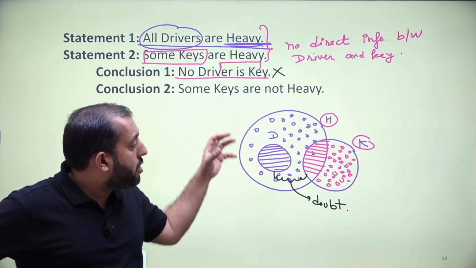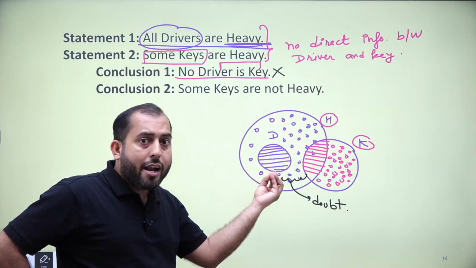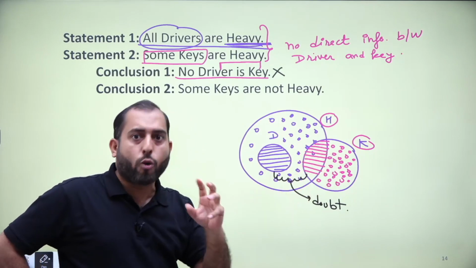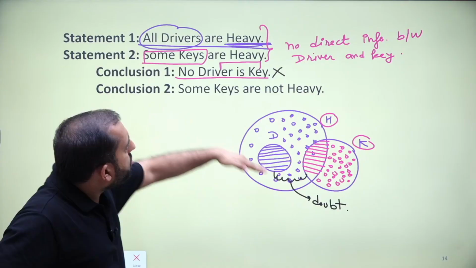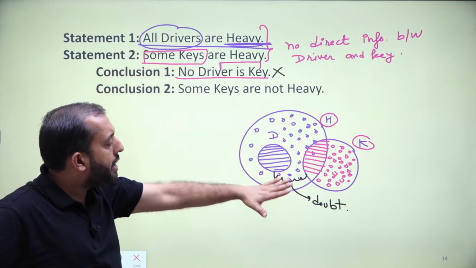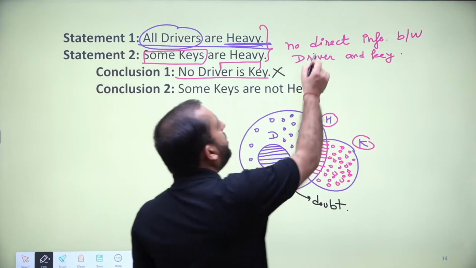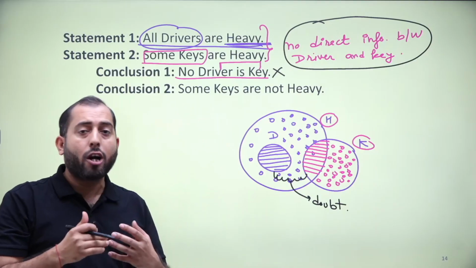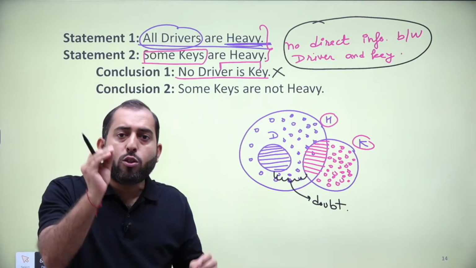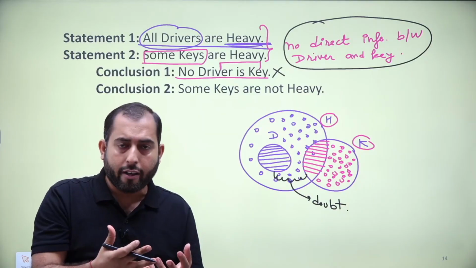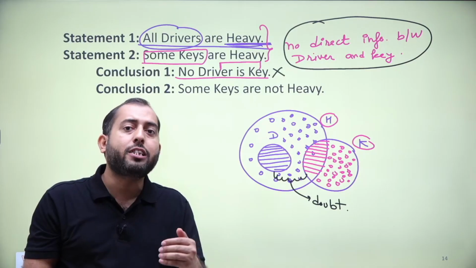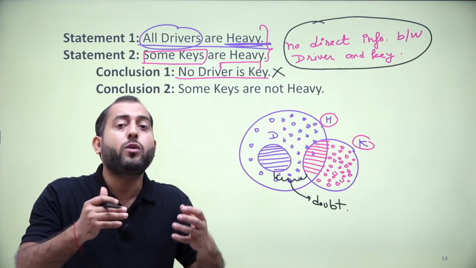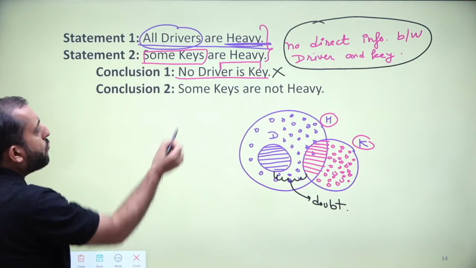Do not try to answer like, sir, in this particular diagram I can see driver and key are disjoint, but it is not given directly here. That is why we are neglecting it. Whenever the relationship between two subjects is not given directly, we will join those two subjects with the help of a doubt line. Doubt line means what kind of relationship exists between those two subjects, we cannot say that with 100% surety. Hence conclusion 1 is not valid.